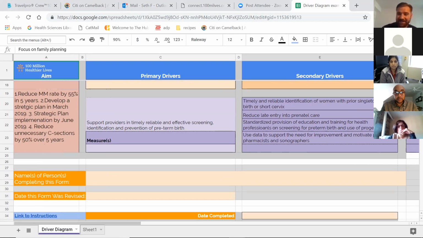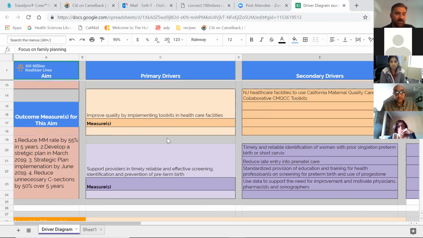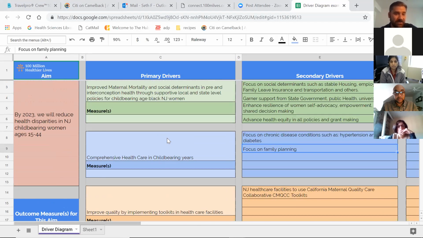And it looks like we could scroll down and maybe get some answers to some of those questions we had. The outcome measures are to reduce the maternal mortality rate by 55% in 5 years, develop a strategic plan in March and a strategic plan implementation, and reduce unnecessary C-sections by 50% over 5 years. So those are the outcome measures related to our aim of reducing health disparities.